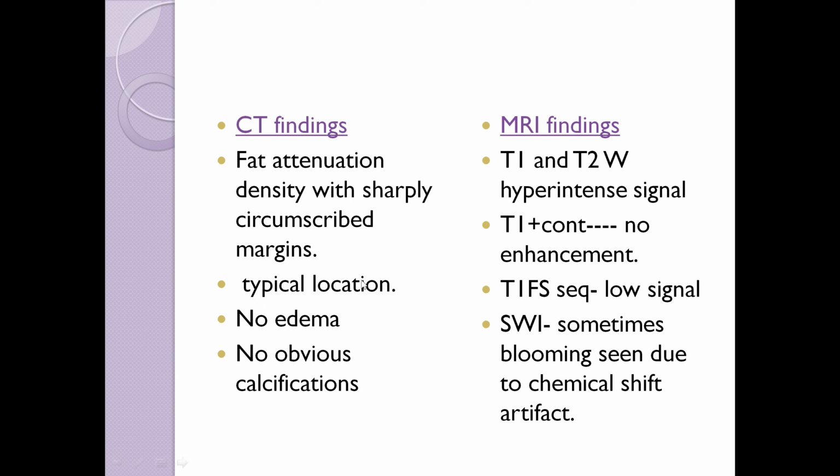see some peripheral calcifications. On MRI, it is a T1 and T2 weighted hyperintense signal because it is a fat. Secondly, if you give post contrast images and if you see it on the T1 weighted images, there will be no enhancement. On T1 fat sat sequence, it will be showing suppression of the signal. Because of that, you will see low signal of the lesion. And on susceptibility weighted images, there will be blooming seen within the lesion due to the chemical shift artifact.